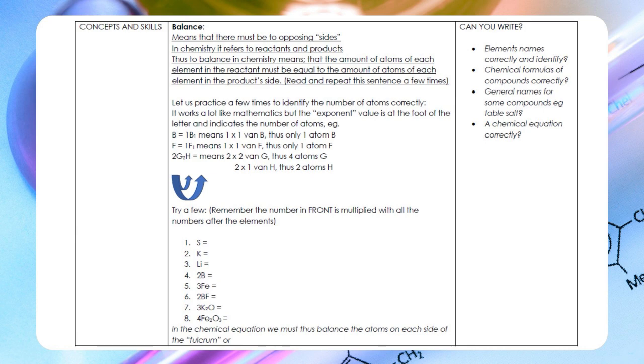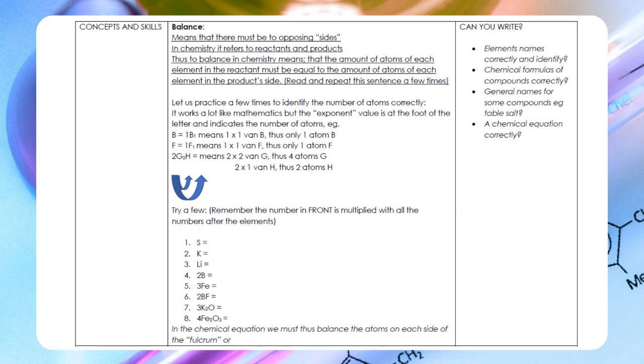Concepts and skills. Balance means that there must be two opposing sides. In chemistry it refers to reactants and products. Thus to balance in chemistry means that the amount of atoms of each element in the reactant must be equal to the amount of atoms of each element in the product side. Read and repeat the sentence a few times.